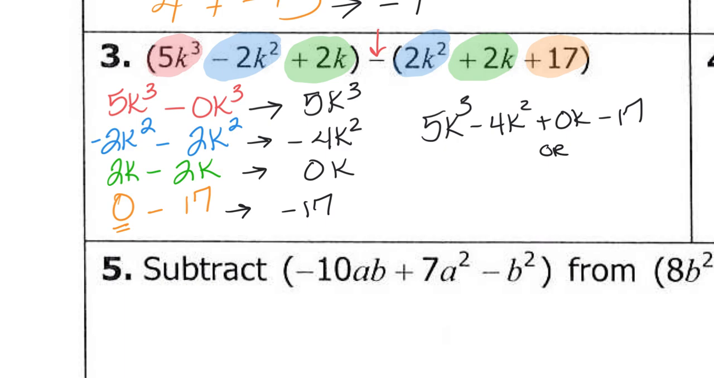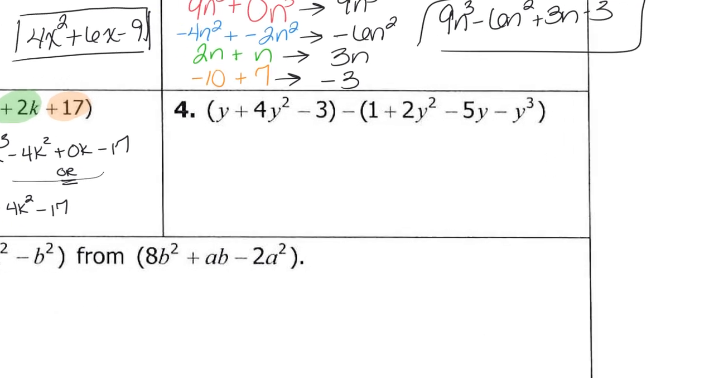Now, we don't typically see a term with a coefficient of 0. So you could rewrite it as 5k cubed minus 4k squared minus 17. So you may or may not see those terms that have a 0. So let's try another one.